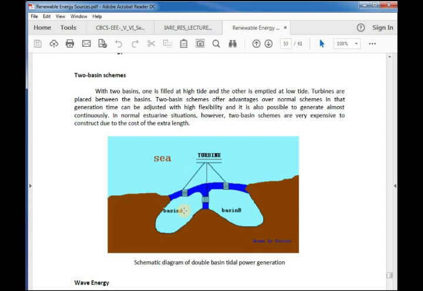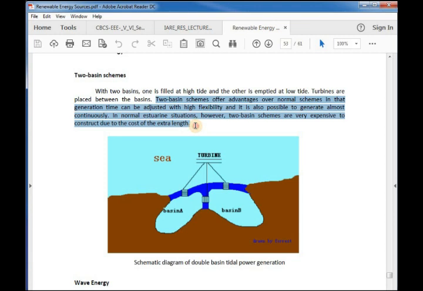Now, if you see here, the turbines are placed between two basins, at one basin, at the other basin. Suppose basin A is getting filled at high tide, and basin B is getting emptied at low tide. So the two basin scheme is actually used for two-way generation. It offers an advantage over the normal scheme: generation time can be adjusted with high flexibility, and it is also possible to generate almost continuously.